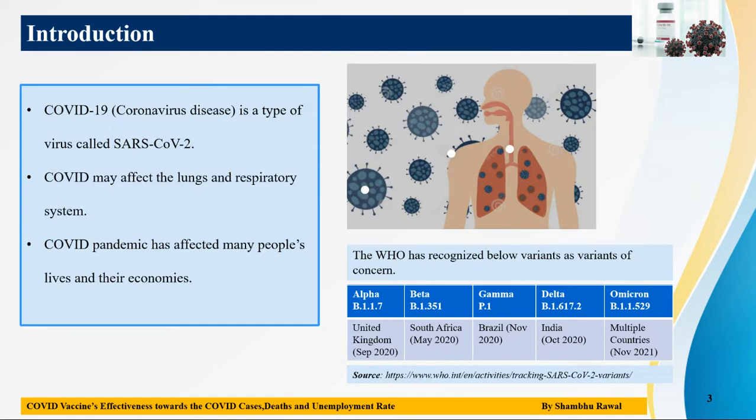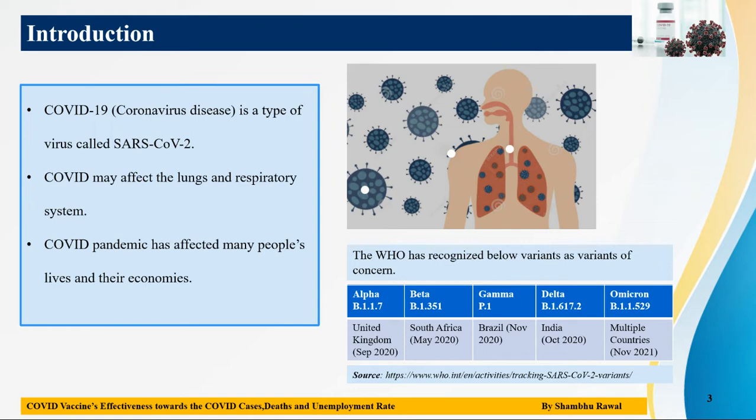COVID-19 is a type of virus called SARS-CoV-2. Anyone can get COVID and may become seriously ill or die. It transmits easily from person to person, and the virus spreads massively. Older people and people living with medical conditions are most affected and become seriously ill from COVID.